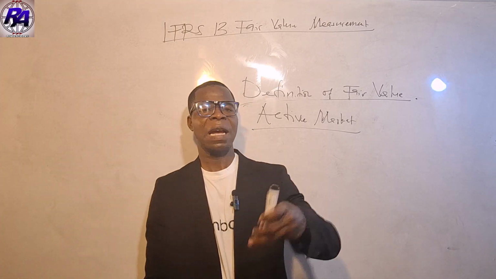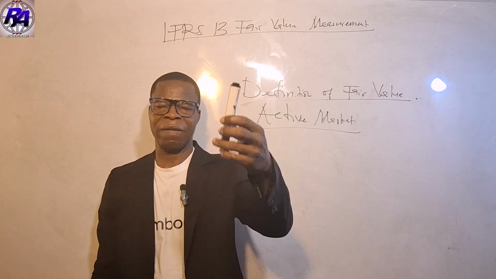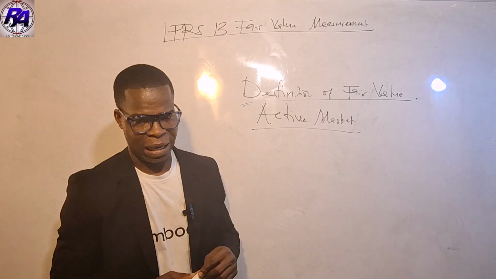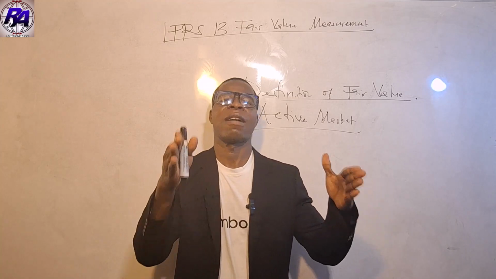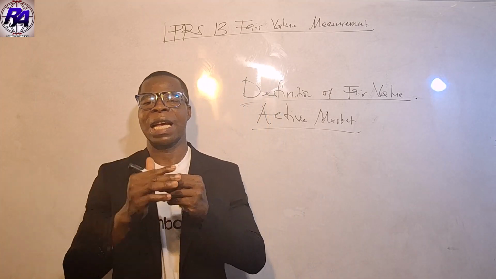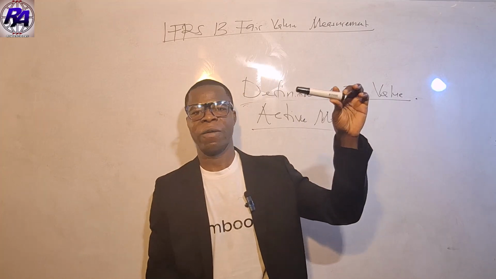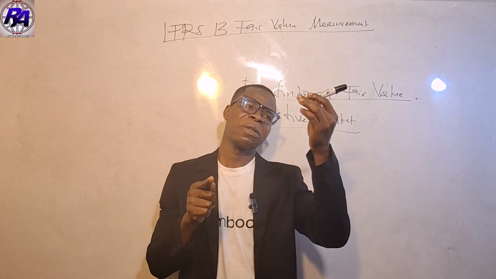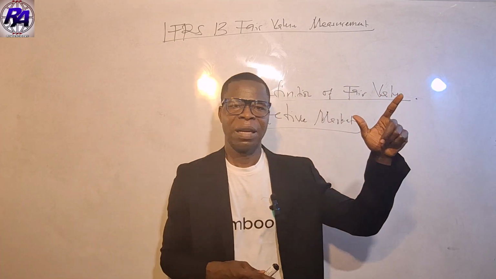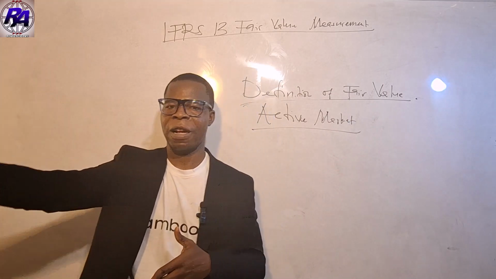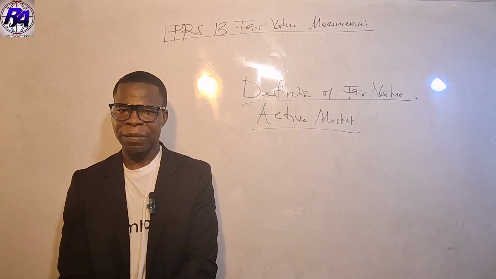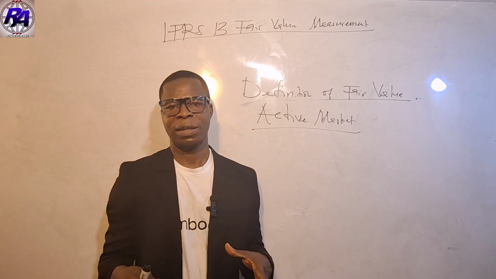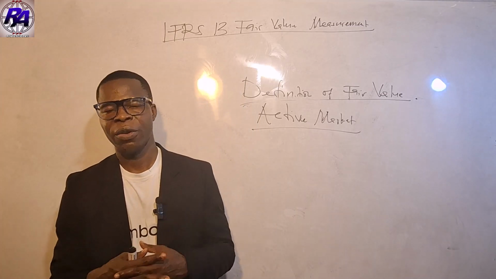Now, bear in mind, if an entity wants to ascertain the fair value of an asset, this is not the time for the entity to be going from one market to the other. No, that is not what the standard is prescribing. The entity must use the available relevant information in determining the fair value of the asset. So please be vigilant and do not be confused with this. It is not that the entity must move from one geographical market to another. It is basically using the available relevant information.